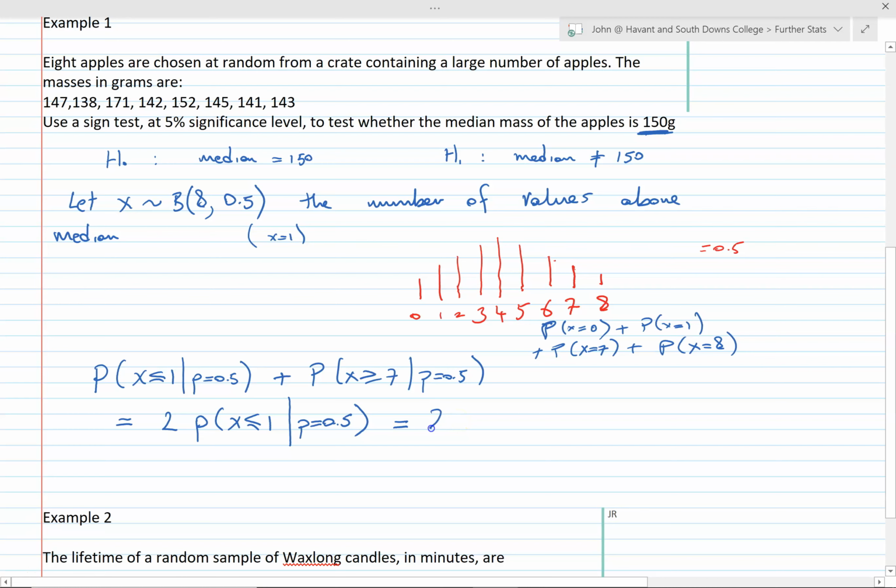So that's 2 times 0.3512, and just to avoid rounding errors, I'm going to put 4 significant figures on that, which is equal to 0.0703, which is greater than the 5% significance level we're testing at. That means it's not significant really. So we do not reject H naught.